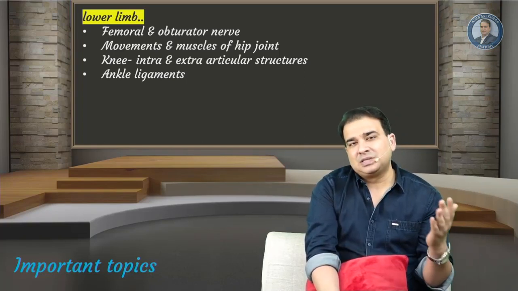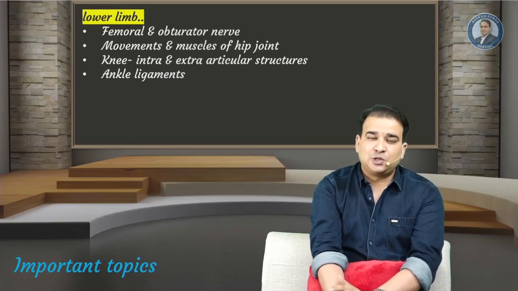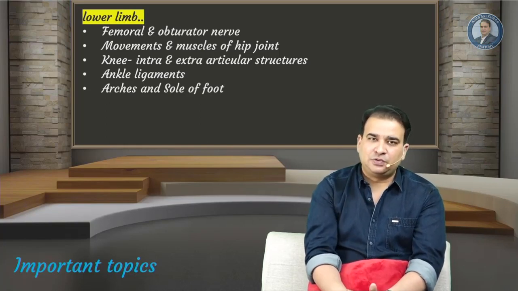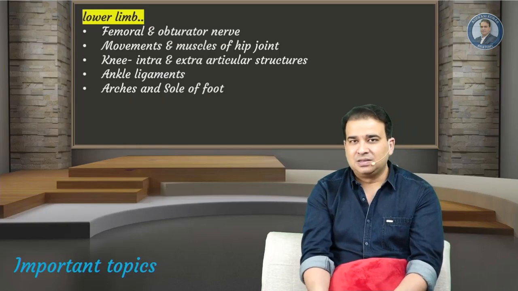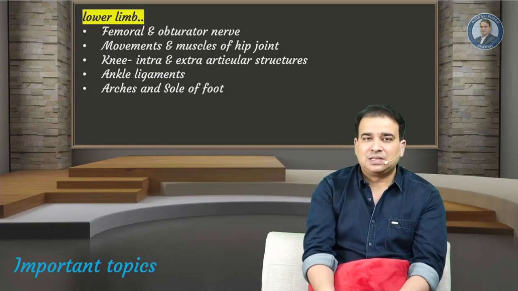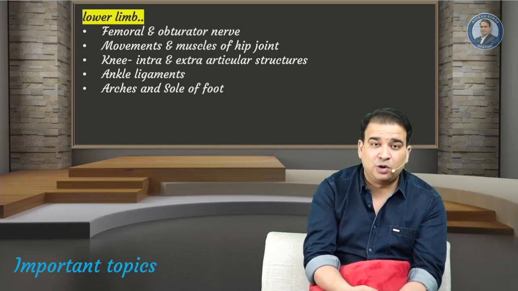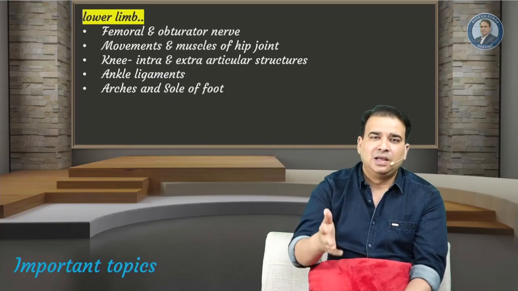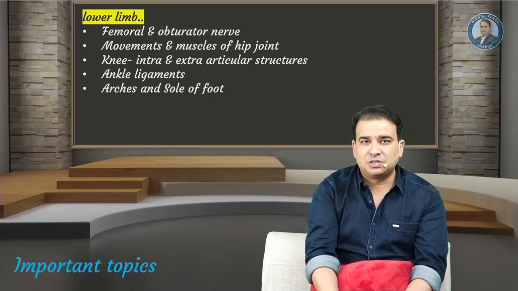Apart from all these topics in the lower limb, the most important, I would say, is the arches of the foot and the sole of the foot. Make sure to read especially the arches of the foot and the different factors maintaining the arches: the slings, the summit, the keystone, what joints are involved, and what the main ligament supporting the medial and the lateral arch is. Make a table of it, and write all the differentiating features between the medial and the lateral longitudinal arches.